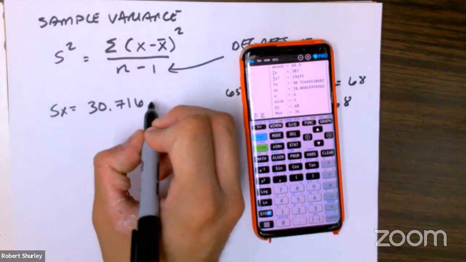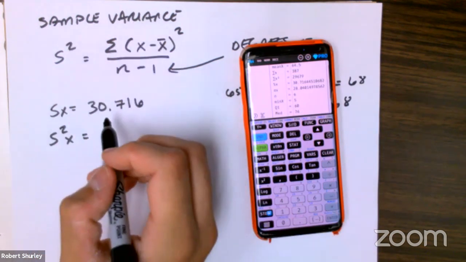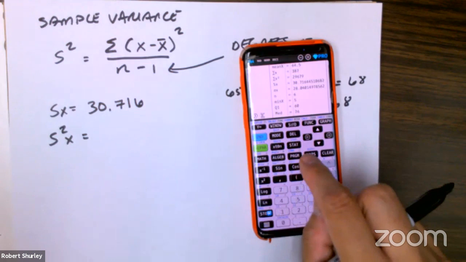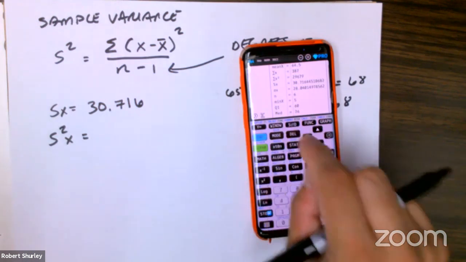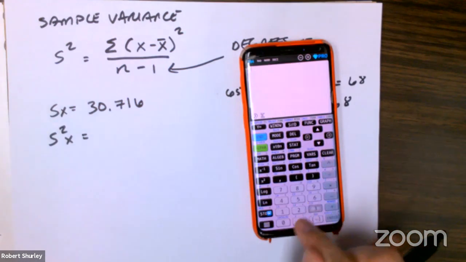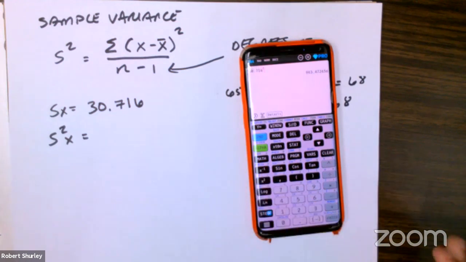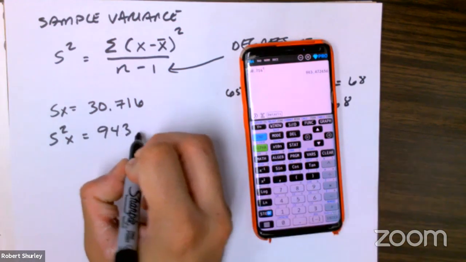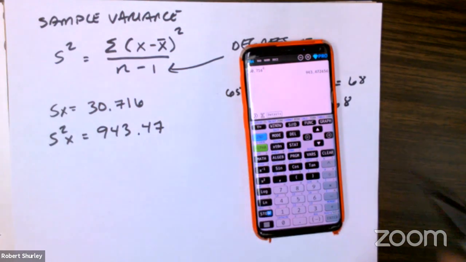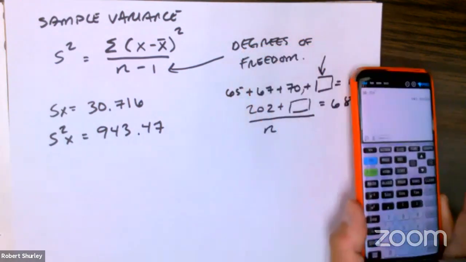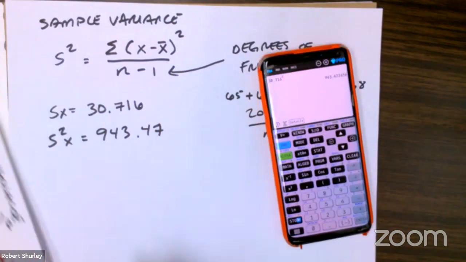Therefore, the sample variance is going to be that squared. So if I quit and clear, 30.716 squared is going to give me 943.47. Now remember, this is the same data. We're using the same data and calling one a population and one a sample.